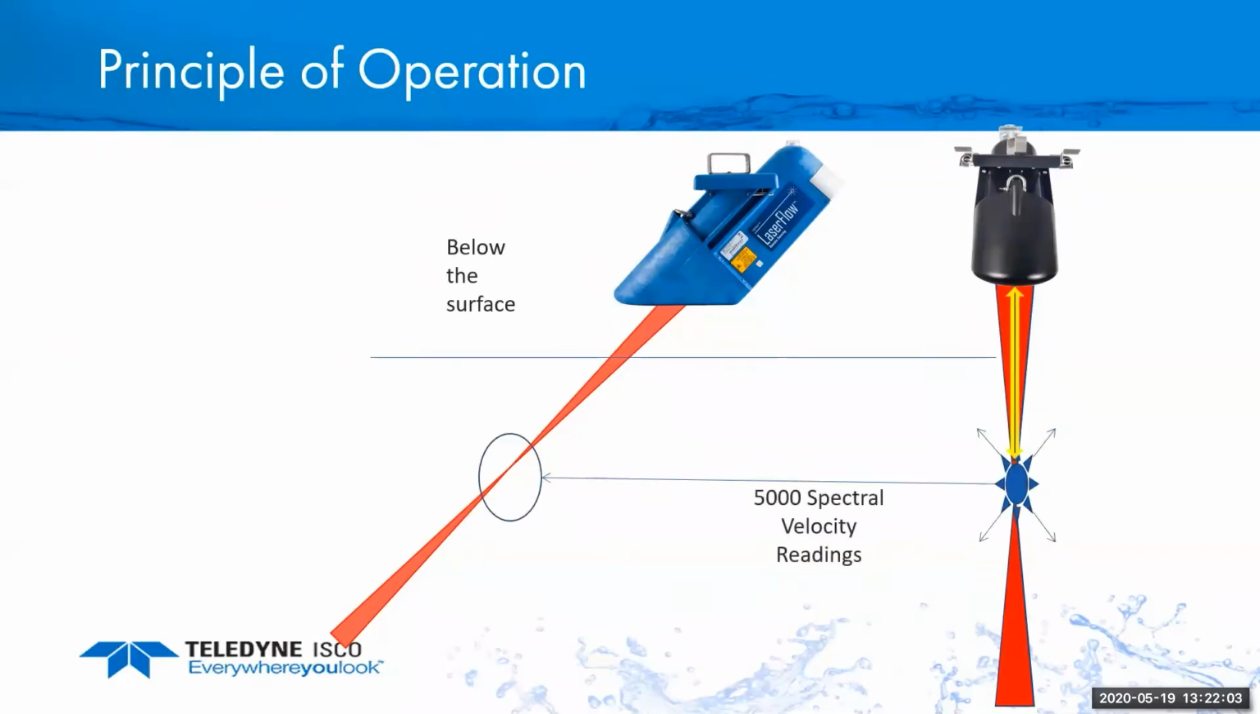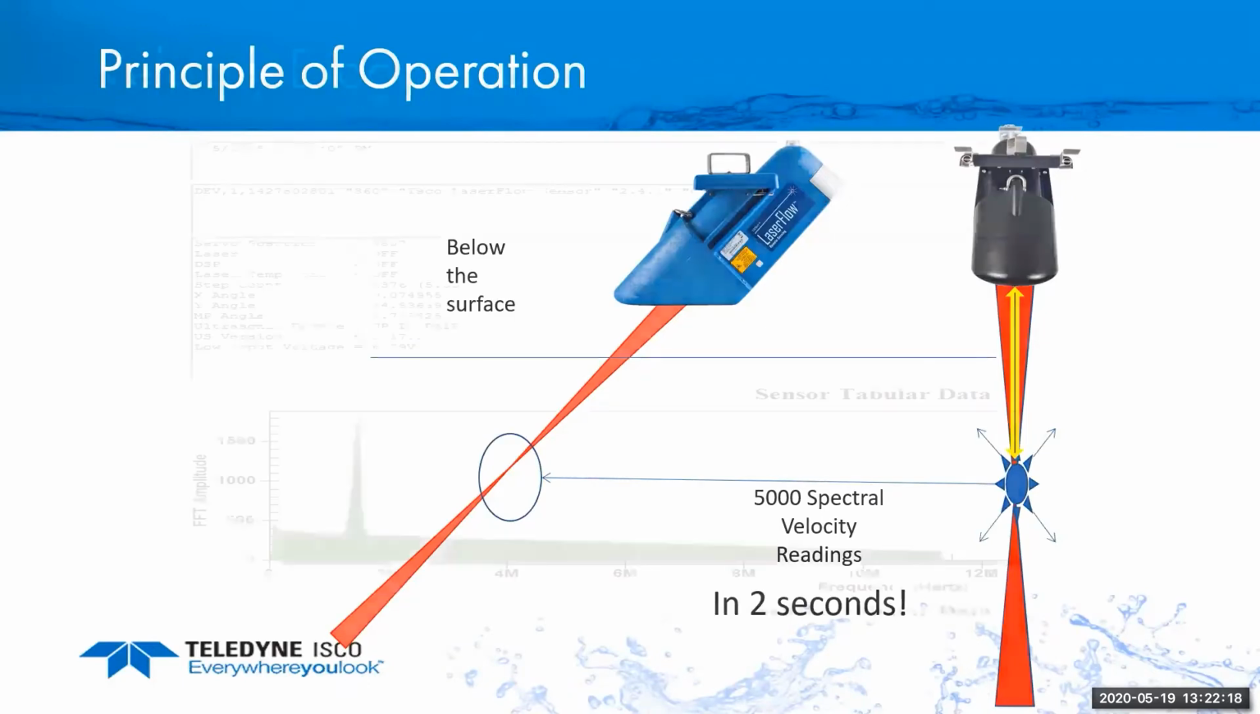We take 5,000 velocity readings, and it does that all in about 2 seconds. So to give you kind of a comparison of technology, a standard area velocity takes about 500 readings. This takes 5,000. So it's doing a lot in a very, very short amount of time.